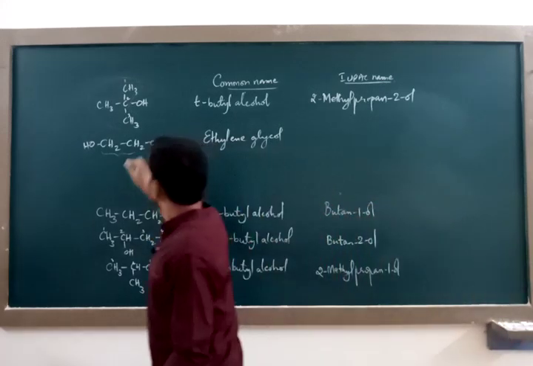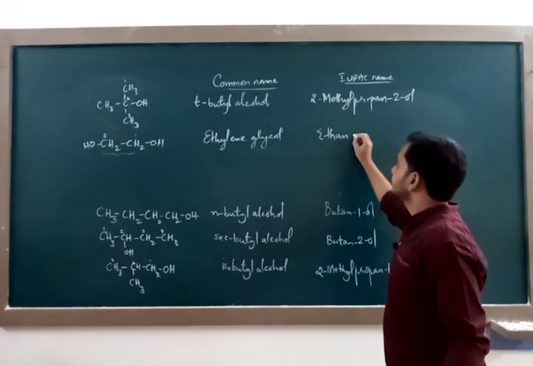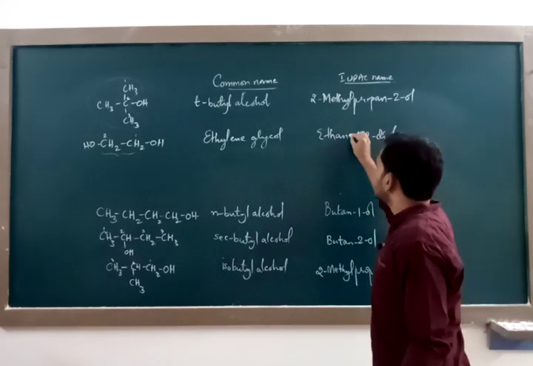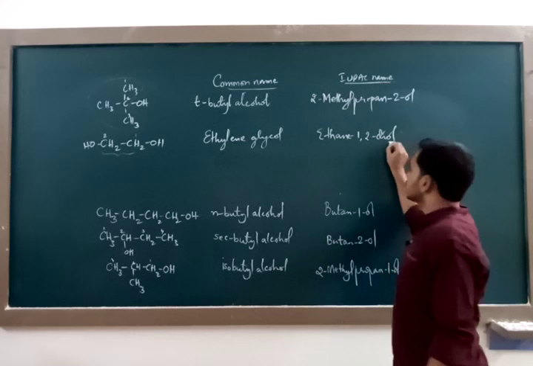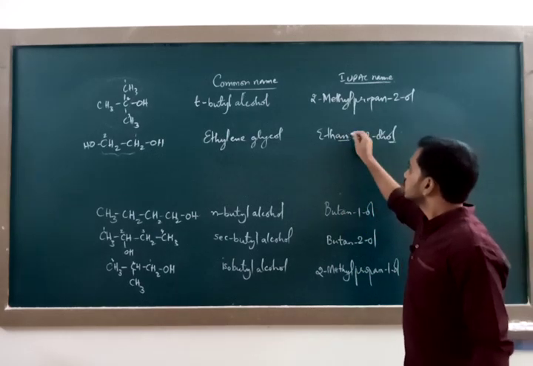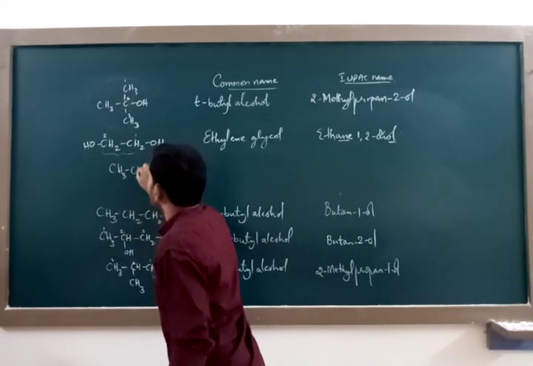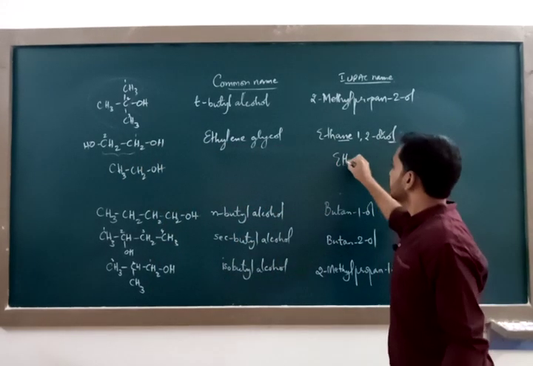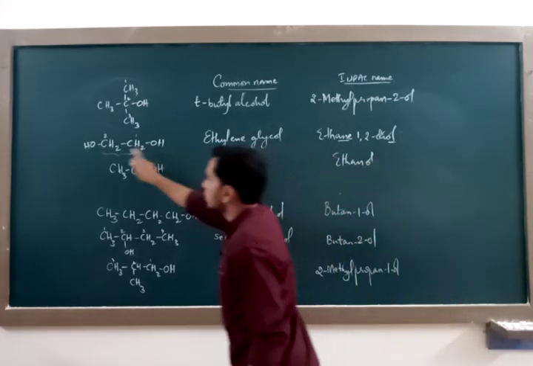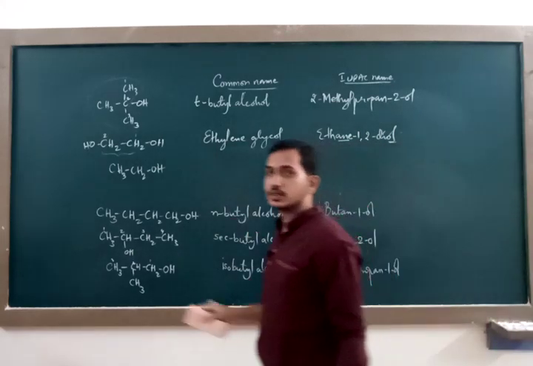While writing the IUPAC name, begin numbering from the carbon to which the OH group is attached. Since there are 2 carbons, it is eth, ane, 1,2 diol. Now you might ask me, sir, should I write E here or not? So always remember, if the same functional group appears more than once, then while writing the name of the primary suffix, E should be retained. If there were 2 carbons and you had only one OH, then you have ethanol. You will not write E here because the functional group appeared only once. If it appears twice, then E should be compulsorily written. So ethane 1,2 diol is the correct name.